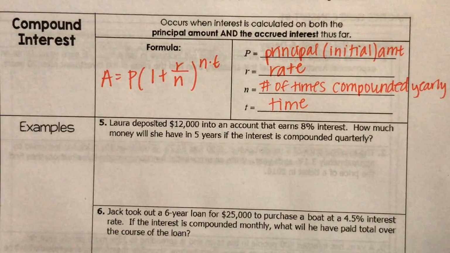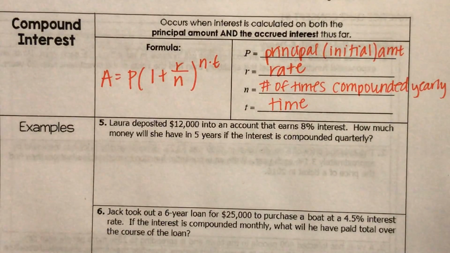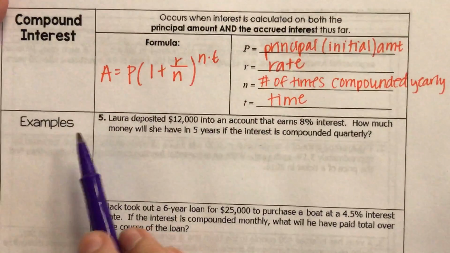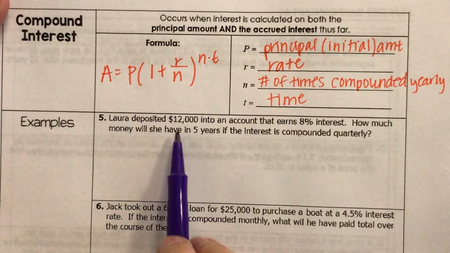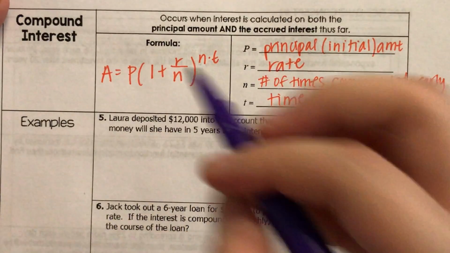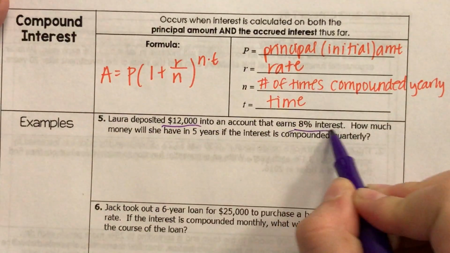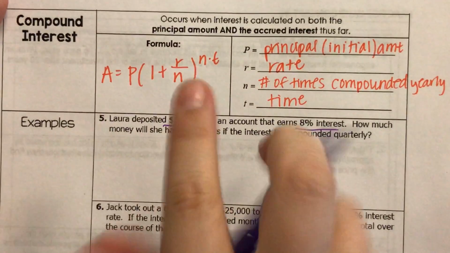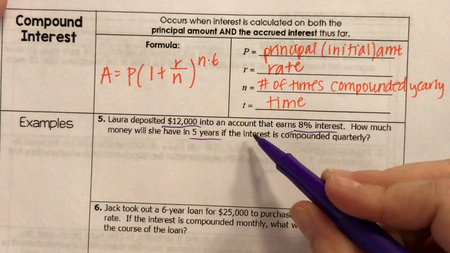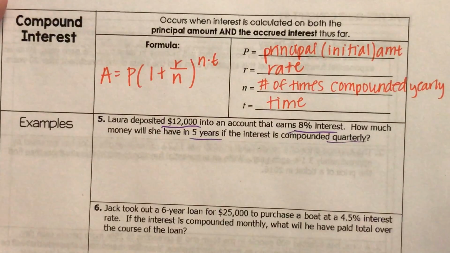So let's do a few examples. We're going to do 2 together, and then we'll do 3 in class. I'm going to try something different this time, see if this works out better. So we're going to do 5 and 6 together, and then you can try 7, 8, and 9 before you come to class, and then we'll go through them together as a class. Okay? So let's do number 5. Laura deposited $12,000 into an account that earns 8% interest. So $12,000, 8% interest. How much money will she have in 5 years if the interest is compounded quarterly?